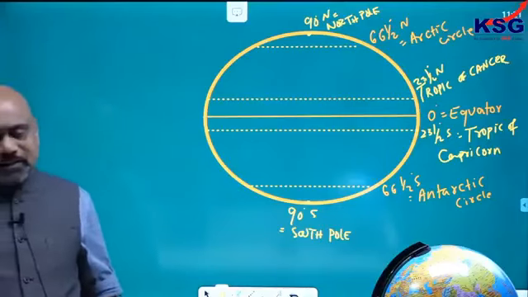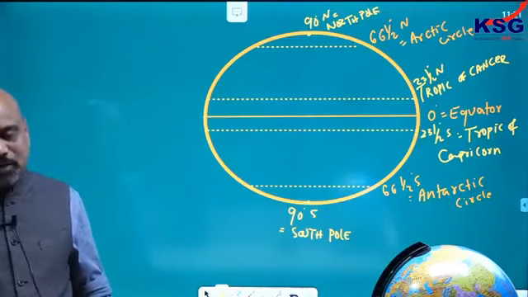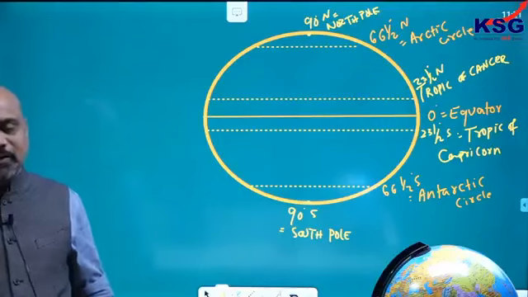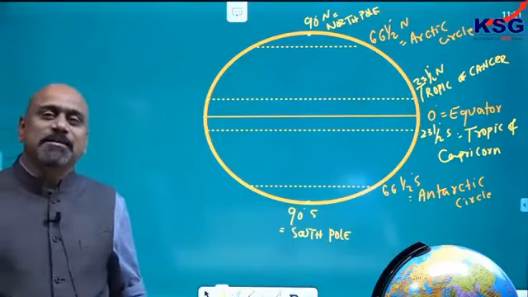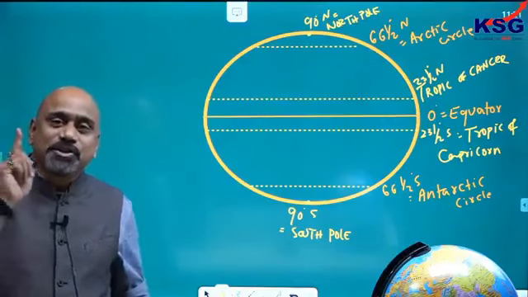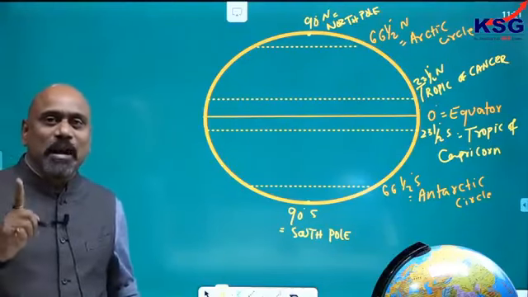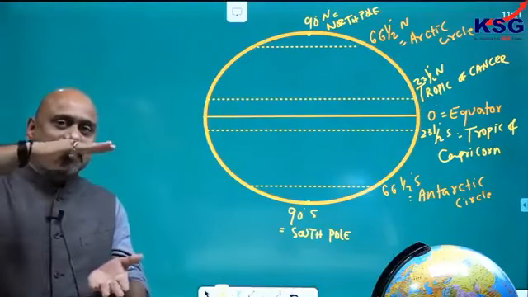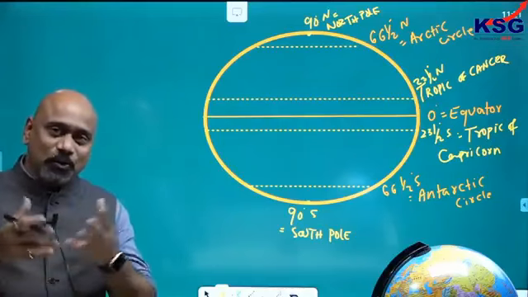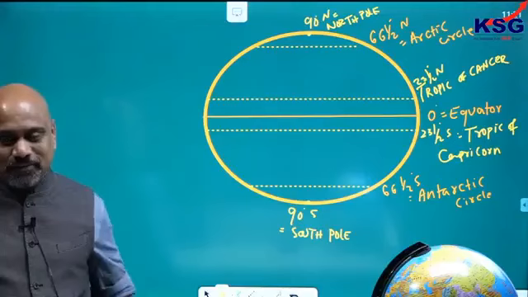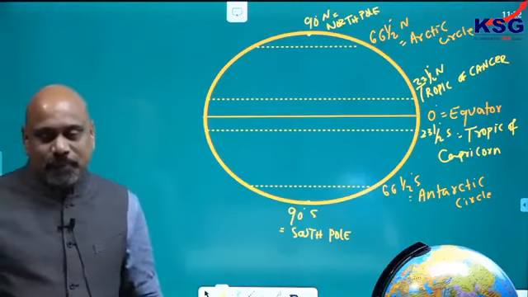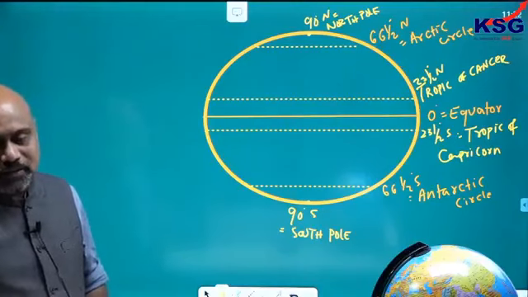Why is the linear distance of a degree of latitude at the pole a little longer than at the equator? Very good question, Sahib. This is because of the geoid shape of the earth. I told you in the last class, the earth has a polar flattening and equatorial bulginess, the geoid shape of the earth. Okay, right?